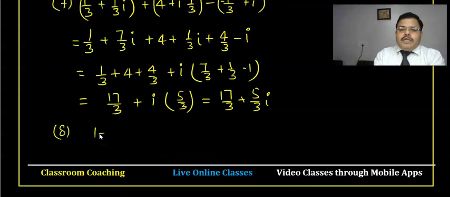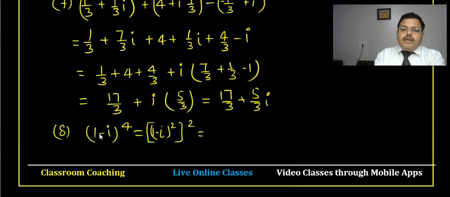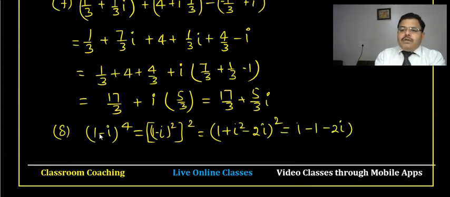Now, question number 8 is (1 − i)^4. That can be written as ((1 − i)^2)^2. (1 − i)^2 can be written as (1 + i^2 − 2i)^2. i^2 is −1, so we get (−2i)^2, written like this. So the 1 and 1 cancel, and (−2i)^2 is equal to what?